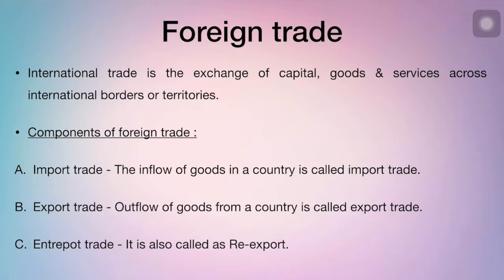Now, there are three components of foreign trade. Either you're importing, or you're exporting, or there's a third category called entrepot trade. Import trade is the inflow of goods into a country, where you as a country are importing goods from another country or from a neighboring country. Usually, what does a country import? Something that it cannot produce on its own, right? For example, petroleum. We cannot produce oil or petrol in our own country, therefore we import it.